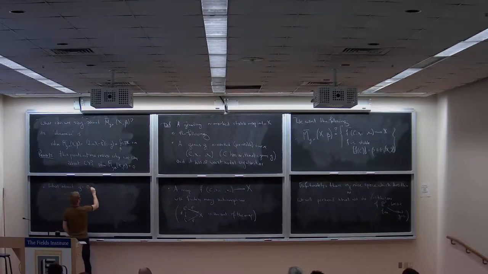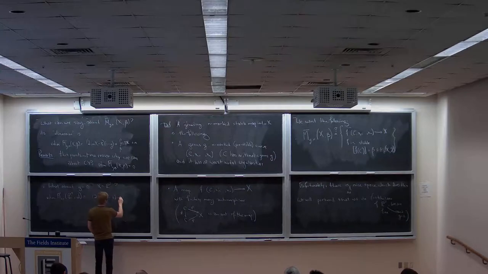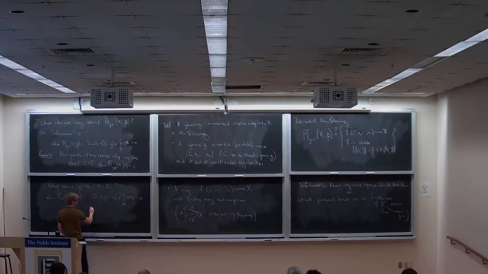What about g equal to 0, X equal to P2? Well, if g is equal to 0, the dimension of P2 is 2, we find that the virtual dimension of M_{0,0}(P2, d), where d is the degree, is just going to be equal to (2 minus 3) times (1 minus 0) plus the integral over d times a hyperplane class of O(3) plus 0. We just work this out. This gives us 3d minus 1. And so the virtual dimension of this moduli space is exactly that magic number we saw before.